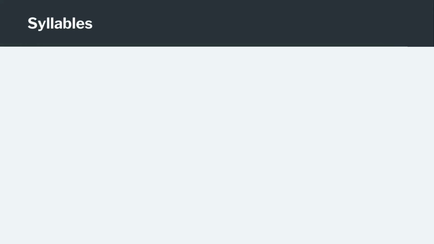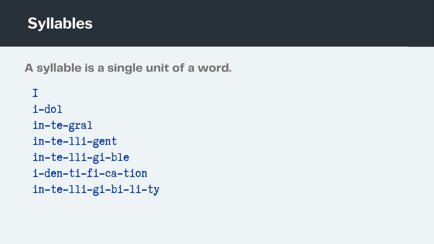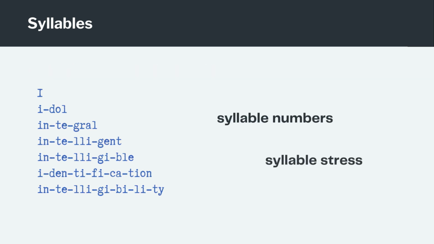Syllables are also important in intelligibility. A syllable is a single unit of a word. For example, I has one syllable, idle has two, integral has three, intelligent four, intelligible five, identification six, intelligibility seven. For syllables, be aware of two things: the syllable numbers that you pronounce and the syllable stress of the word.